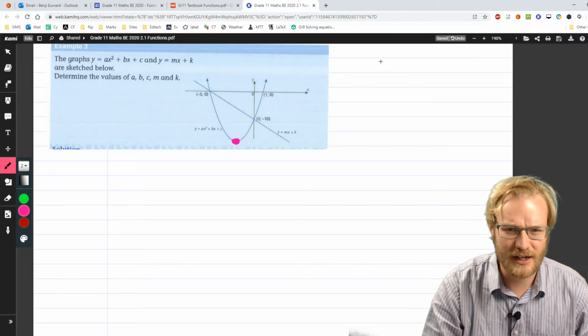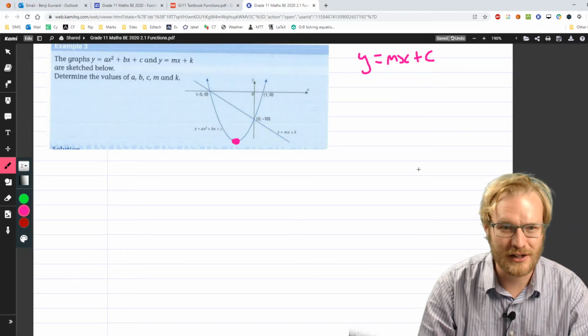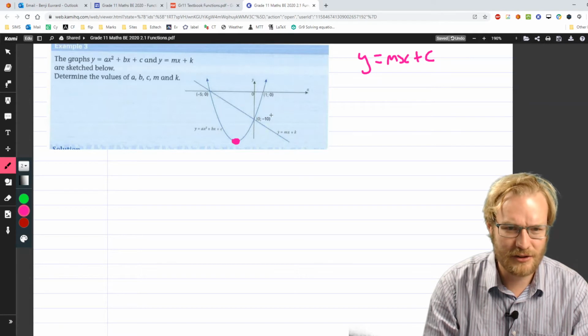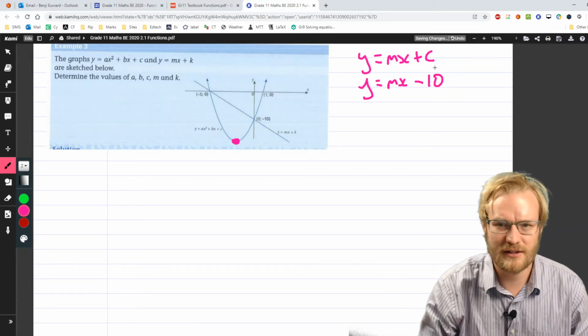Let's start with the straight line. I'm going to do the straight line up here. Y equals mx plus c. Now, we've been dealing with straight lines for a few years, right? C relates to the y-intercept. There it is. So y equals mx minus 10. The whole thing's been shifted down by 10.